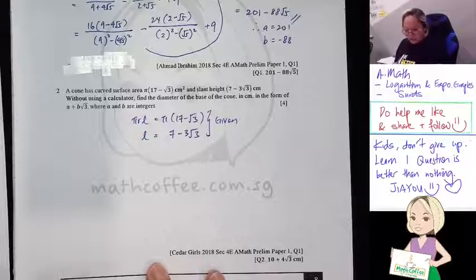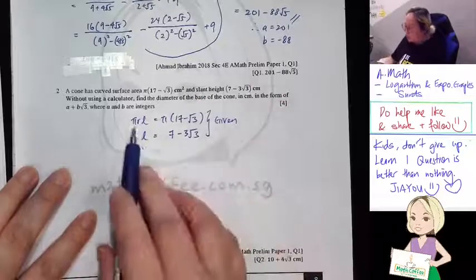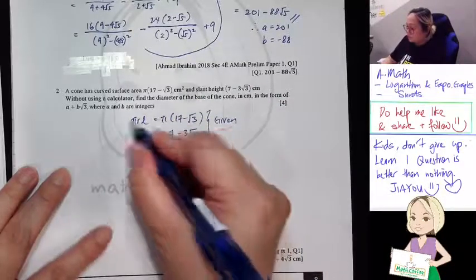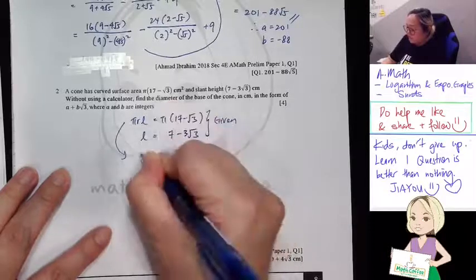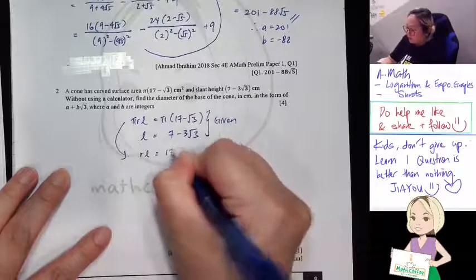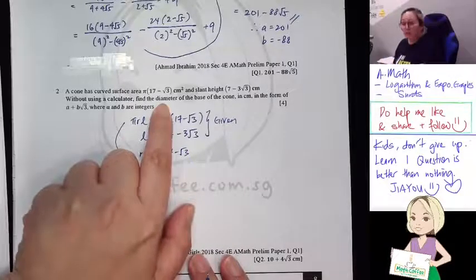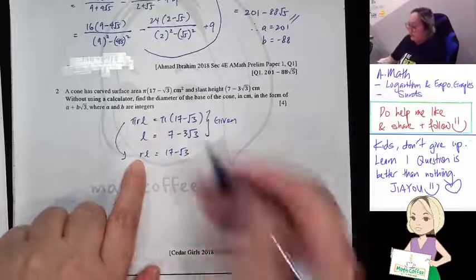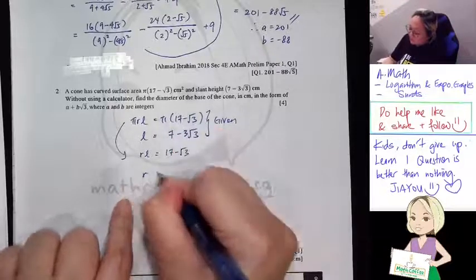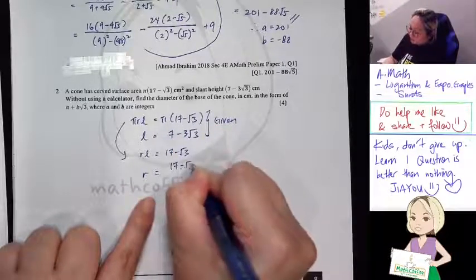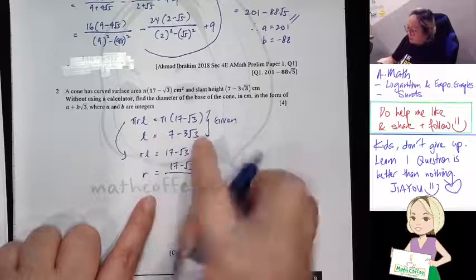Okay, let's move on. Take a look, both sides have pi. So if I divide by pi, I will get r l equals 17 minus square root 3. You are supposed to find the diameter, so I can first find my radius, by doing radius equals 17 minus square root 3 divided by my L.